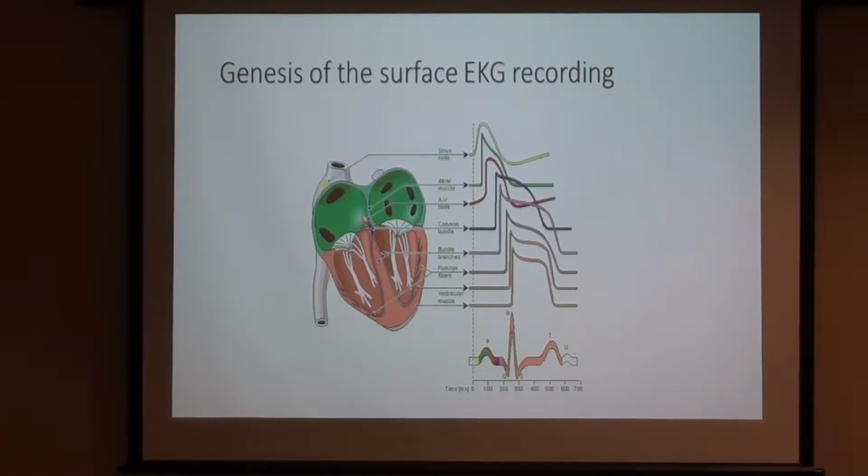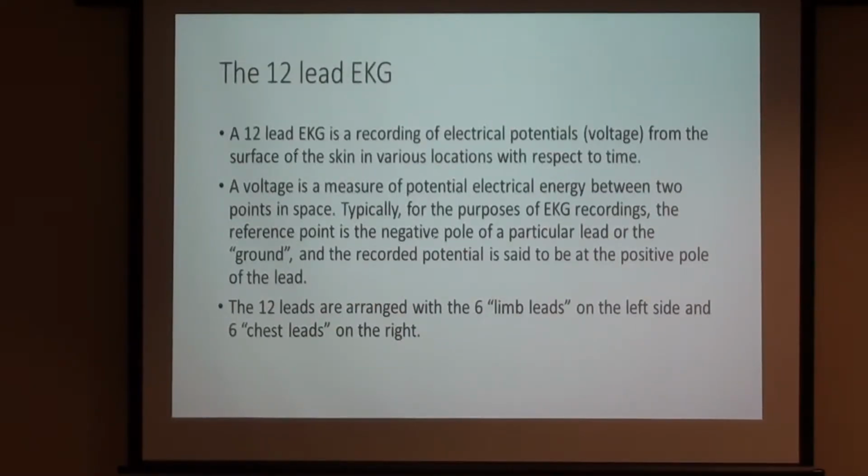Okay, so this is just another representation of that very thing, that the surface EKG is composed of an addition of all of these various potentials. The 12-lead EKG, which is what we usually are looking at, is a recording of all the electrical potentials from the surface of the skin in various locations with respect to time. Remember, voltage is on the y-axis and time is on the x-axis. Voltage is a measure of potential electrical energy between two points in space. So there's a reference point which is negative, or ground, and then the recorded potential is the positive pole of the lead.